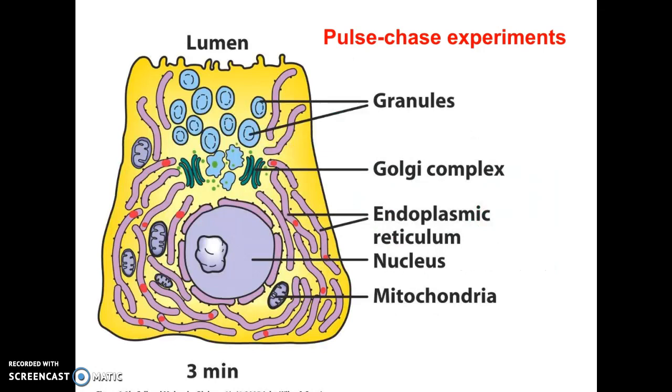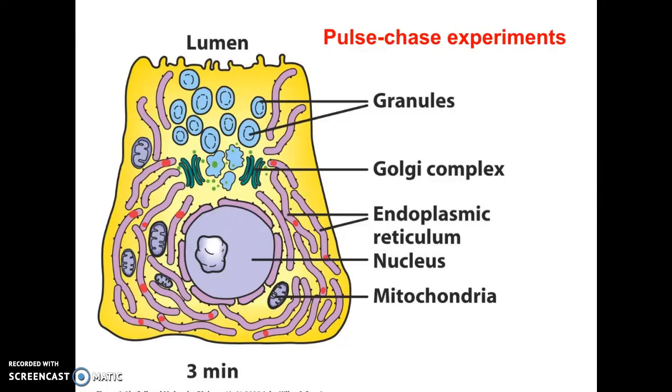In class, I talked a little bit about the pulse chase. And just to remind you, in the old days, we used a lot of radioactivity. And so we could tag proteins that were being made in the ER by adding radioactive sulfur, because every protein is going to have a sulfur in it.